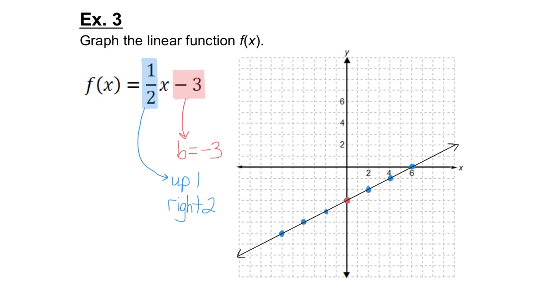Now to work backwards, just do the opposite. Down 1, left 2. So down 1, left 2, down 1, left 2, etc. And you can keep that pattern going. Draw a line through the points, and there you have your function. So I got that from starting with the y-intercept, my initial value. It's on the y-axis. Then I used my slope to find other points, and I drew a line through them.